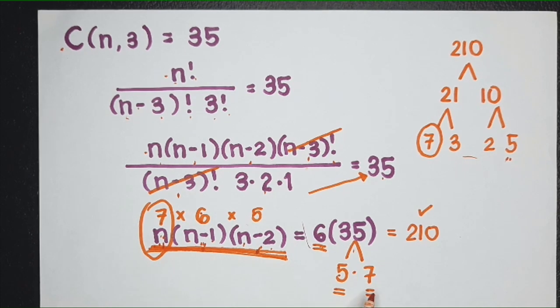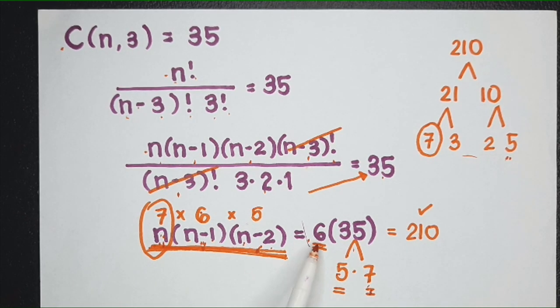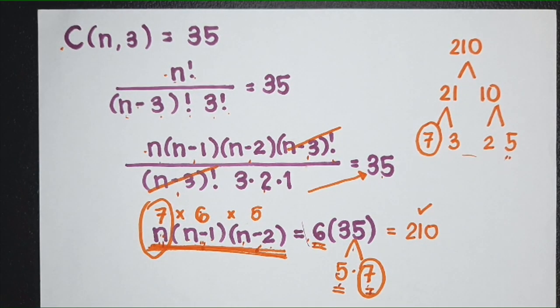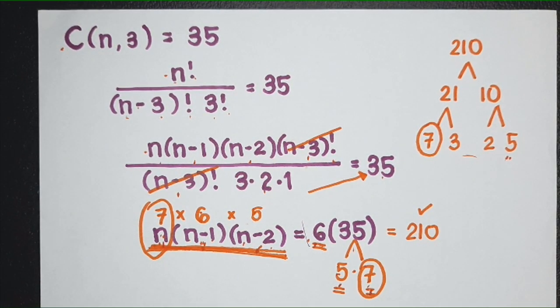So, ito yung n. Tapos, ito yung n minus 1. Ito yung n minus 2. Kasi si n yung pinakamalaki. And then, ito yung nasa middle. Ito yung pinakamaliit. You see? So, ito yung n ninyo. Again, this is by trial and error. You may do it algebraically.